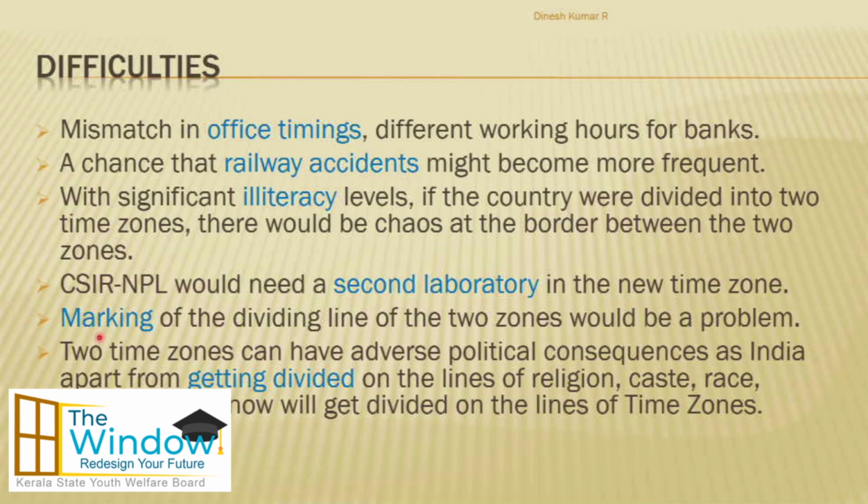What are the difficulties? I have just mentioned the mismatch of office timings, that is, banking hours. Next, railway accidents. Basically, we are still following primitive methods here. It is not entirely automated, so it can create certain issues. Next, in India, especially in the northeastern part, there is a huge amount of illiteracy, so people can get confused and the situation can become chaotic whenever they need to change their times in different areas. Next, presently CSIR-NPL has its office in Delhi. So now they would have to establish another office in the northeastern part to deal with this. Next, as I said, India is already divided based on religion, caste, race and language. Now this can create another division.